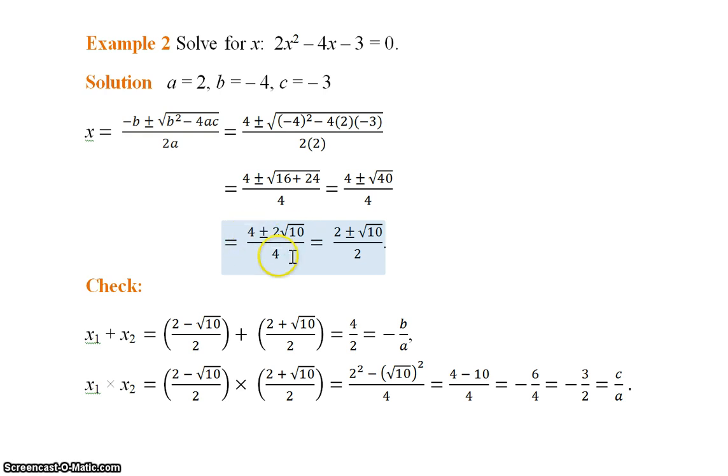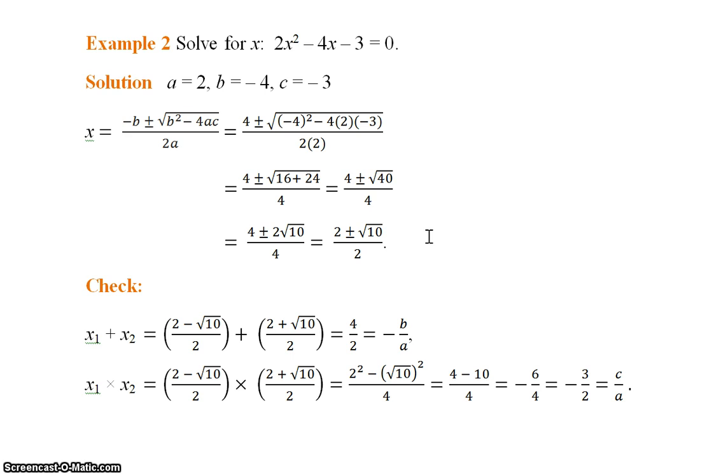Now we can reduce this fraction by 2. We divide each term of the numerator by 2 and the denominator we also divide by 2. 4 divided by 2 is 2, 2 square root of 10 divided by 2 is square root of 10, and 4 divided by 2 is 2. And we get the roots of the equation in simplest form.